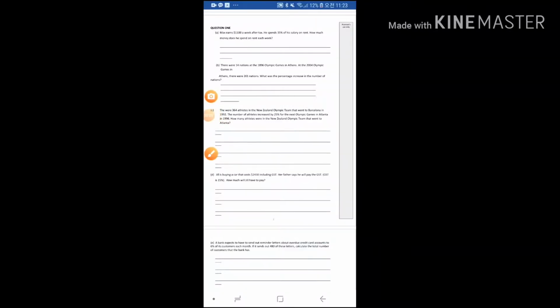Okay, let's go over question 1B. Right, this question is asking about percentage increase. In 1896, there were 14 nations to start with, and in 2004, there were 201 nations. Okay, so it's asking you to find the percentage change, and obviously it has increased, so you need to find out what the increase is.